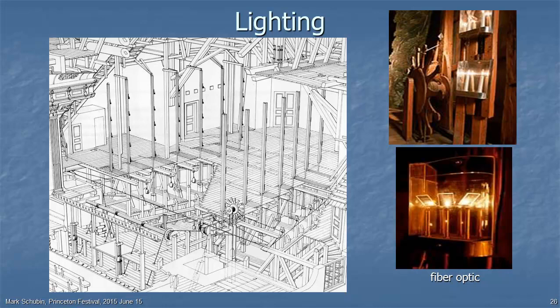You can see kind of a ship steering wheel at the center at the bottom, and that would rotate the lighting poles around the stage and would also raise and lower the footlights to control the lighting. And here it is in operation.